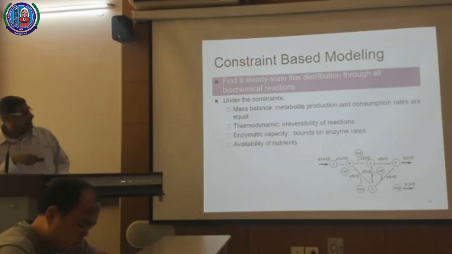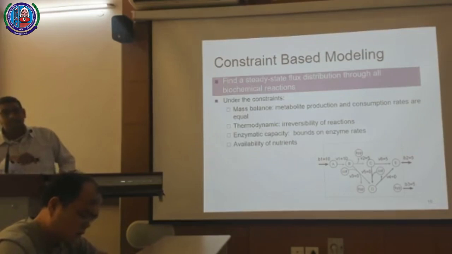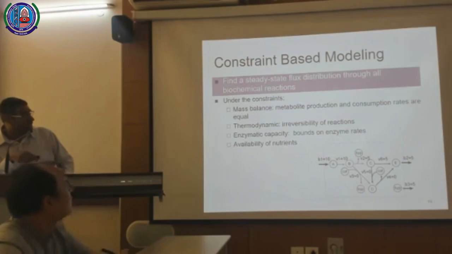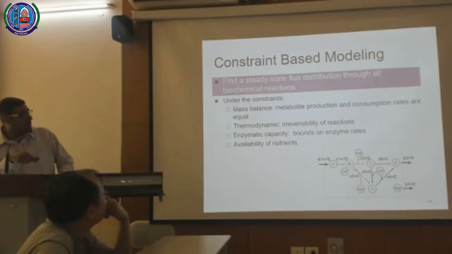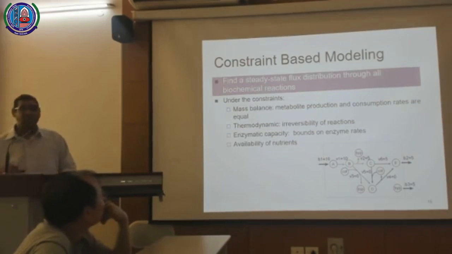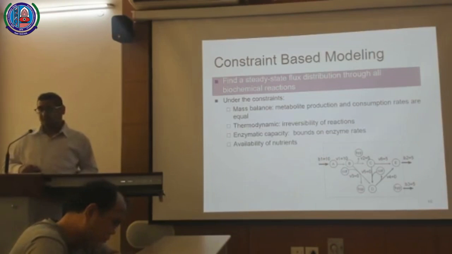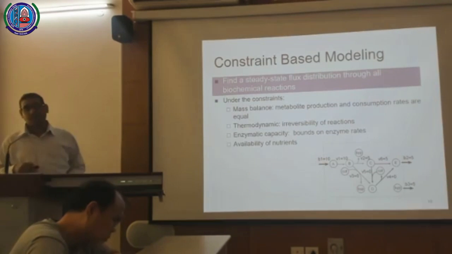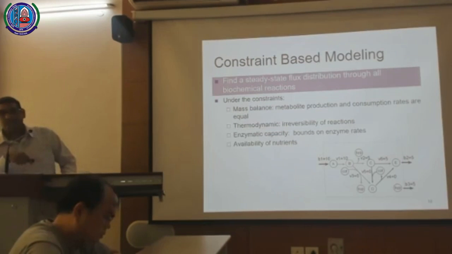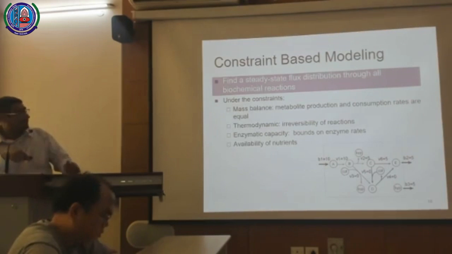Then mass balance and metabolic mass balance. Under mass balance, you have to do the metabolite production and consumption rates. Then thermodynamic reactions, that is a part of biochemistry. Then enzymatic capability, then availability of nutrients. These are the constraints. When you make a model, these constraints are always there. But this generates a very good model for your study. If you have the data about this, and these data are fixed in software, you can definitely understand this particular part as a whole.